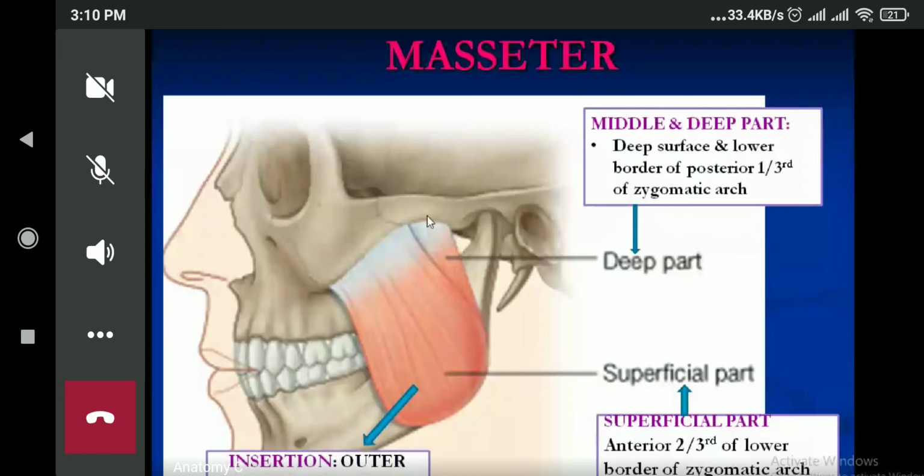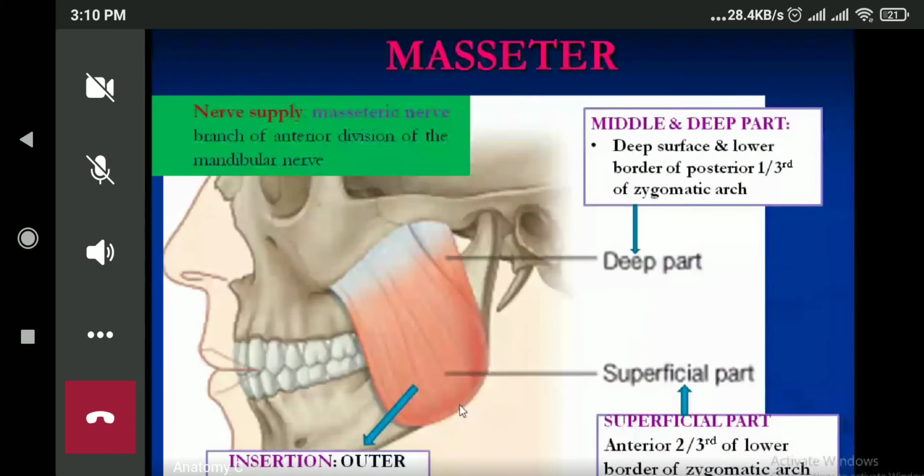The next one is the insertion. This will get inserted on the outer surface of the ramus of the mandible. Now you can see over here, this is the origin, this is the insertion. Next is the nerve supply. The nerve supply is by the masseteric nerve.